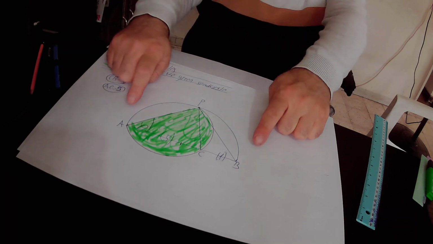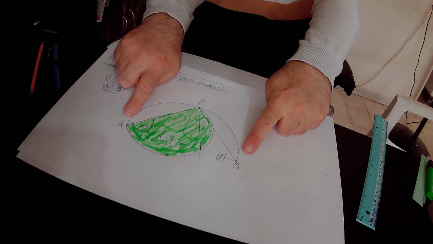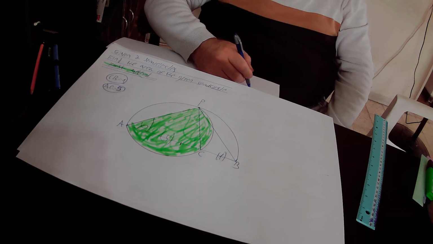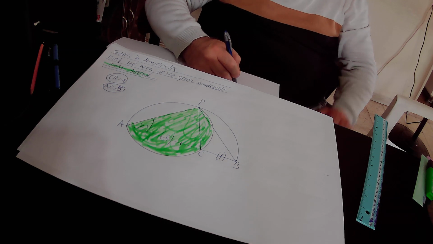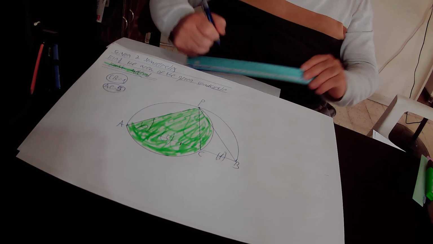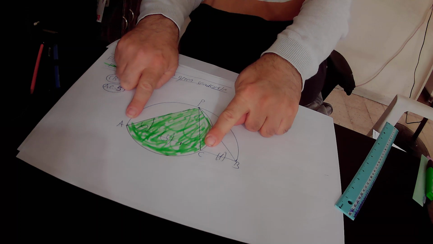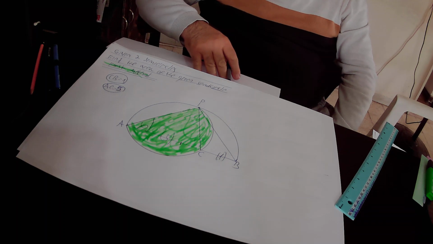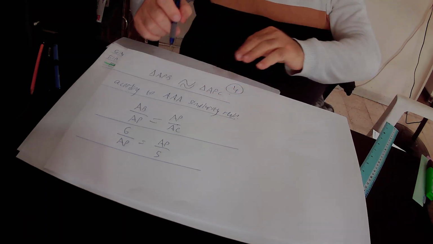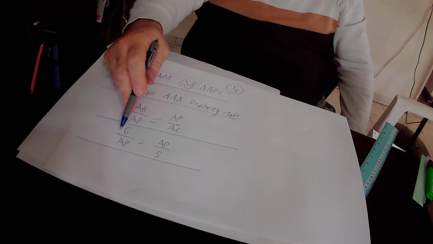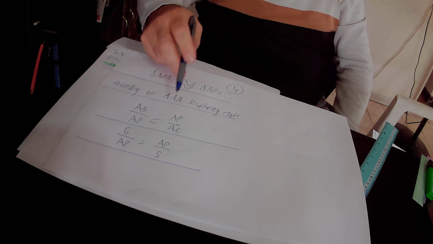What is the length of AB? AB in total equals 5 plus 1, that is 6. AP is the missing side, so we leave it as it is. AC equals 5 units in length according to what is given in the question. Again, AB is 6 and AC is 5, so we find that 6 over AP equals AP over 5. We will cross multiply this equation.